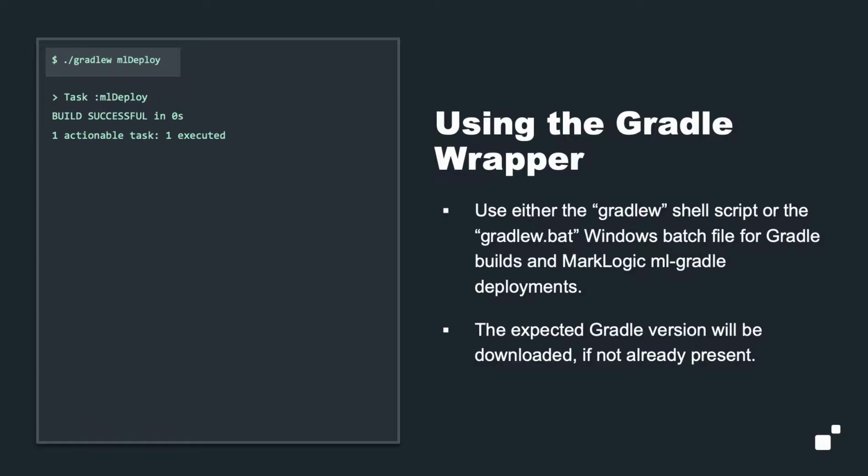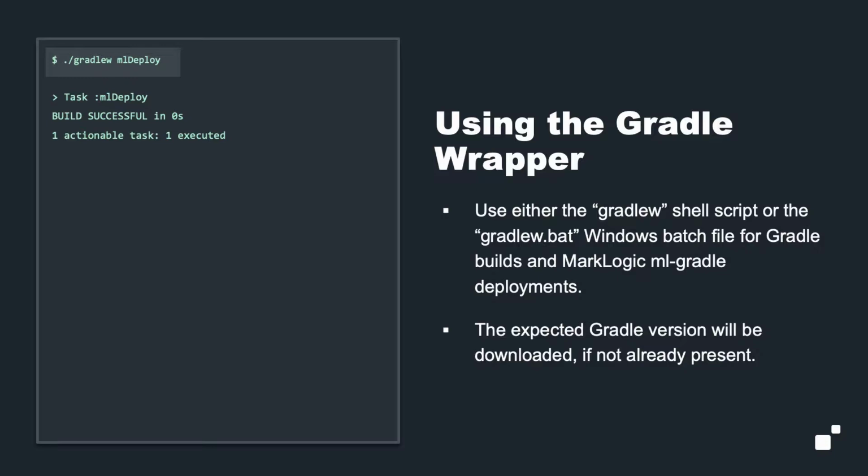When running ml-gradle tasks, use the gradlew shell script or the gradlew.bat batch file, depending on your operating system. In case the desired Gradle distribution is not already present on your computer, the wrapper downloads and stores it in the local file system. Subsequent builds will reuse the existing local distribution, so will be faster.